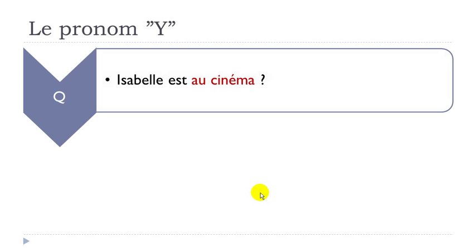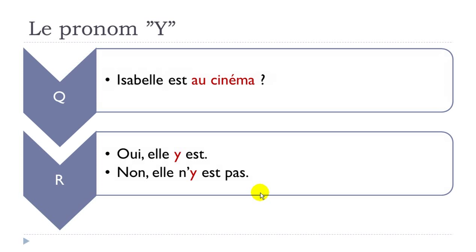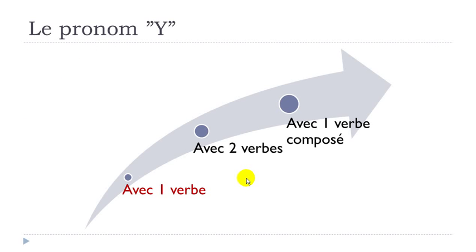Isabelle est au cinéma? Oui. Elle y est? Non. Elle n'y est pas. Same thing, okay? Negation here before your pronoun, but then the "e" is going away, and then "pas" after your verb. Okay? So let's see now how you construct it with one verb.